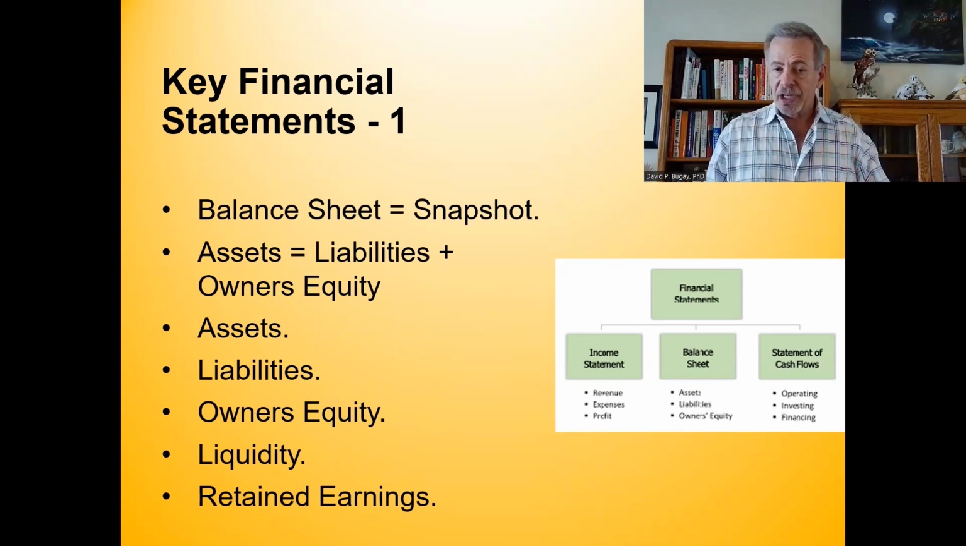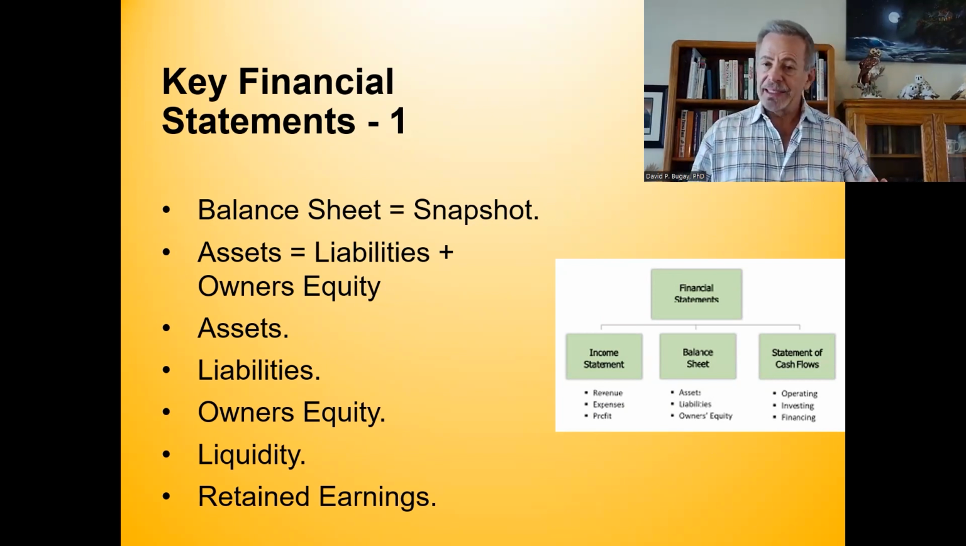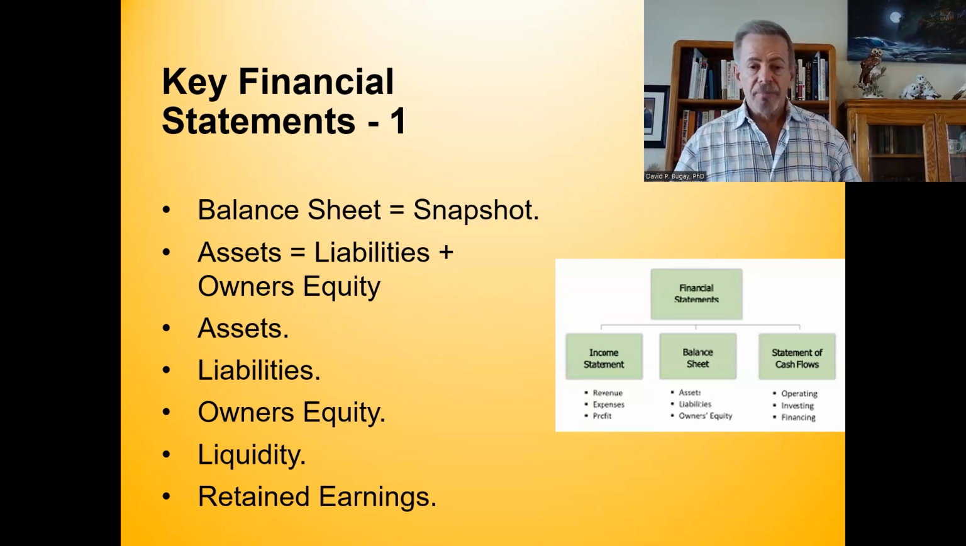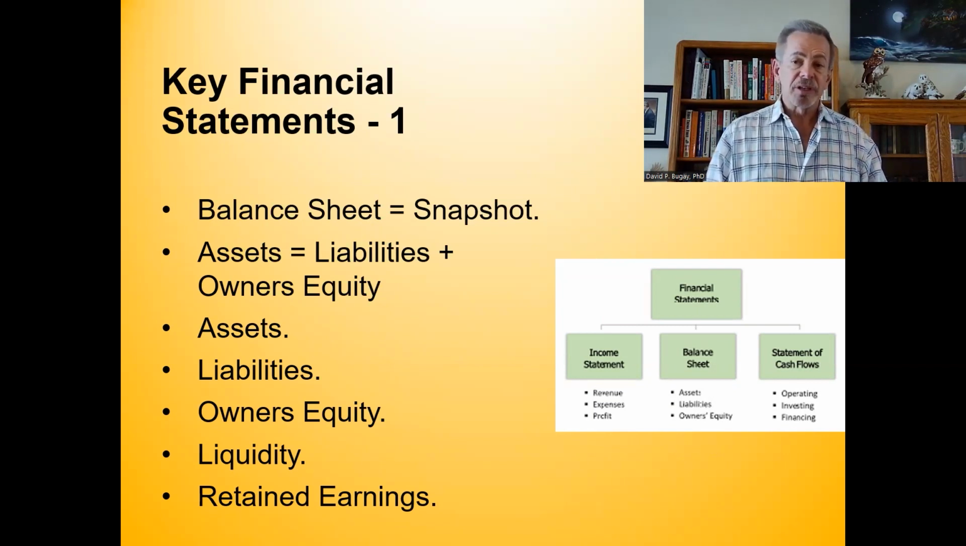The fundamental accounting equation is assets equals liabilities plus owner's equity. Assets, things you own. Liabilities, things you owe. Owner's equity, whatever's left over. Liquidity is all about how fast you can actually sell it and get money for what you have. And retained earnings are the things that you keep. These are all terms you have to know to fully understand your key financial statements.